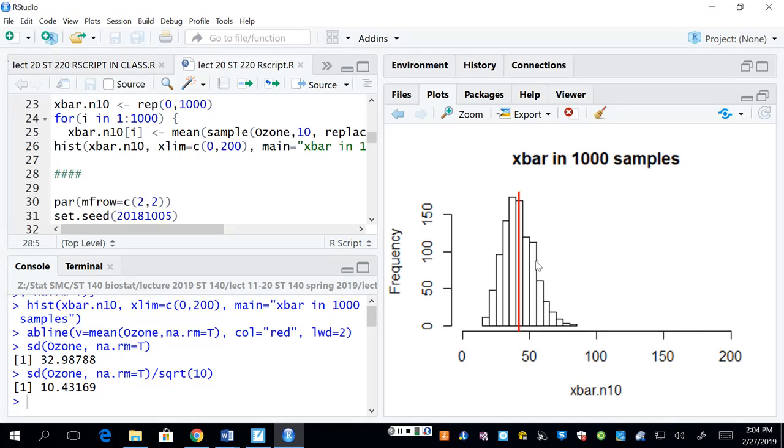So still centered around here. It becomes more normal. This one kind of has a little bit more of a tail out there. That's a remnant of the fact that the ozone values themselves were skewed. And I'm just averaging 10, so it lessens that impact, but not totally. But the distribution of X bar should still be centered around that red line. It should be right in the middle still. But the standard error, sigma over the square root of n, instead of dividing by the square root of 10, you divide by the square root of 40. So the standard error should go down a lot more.